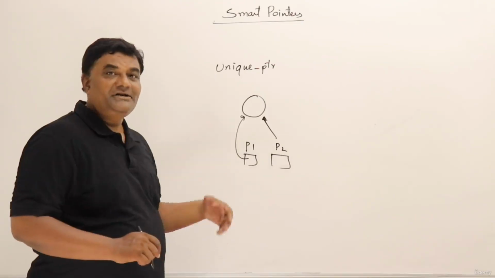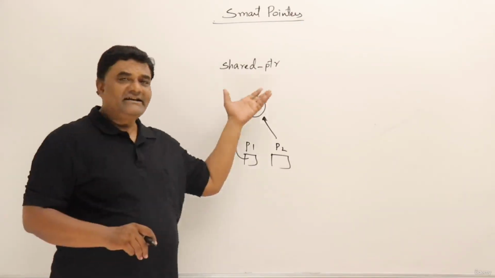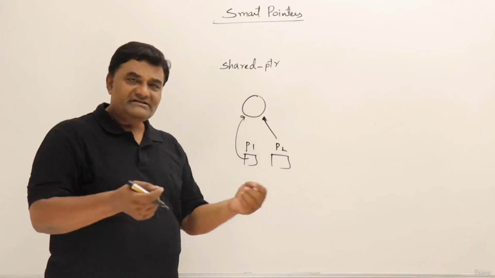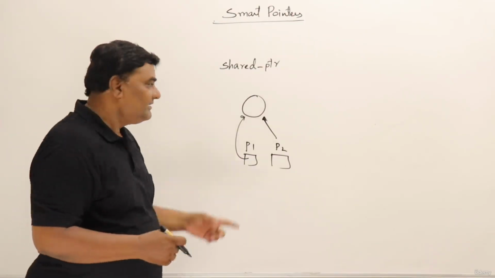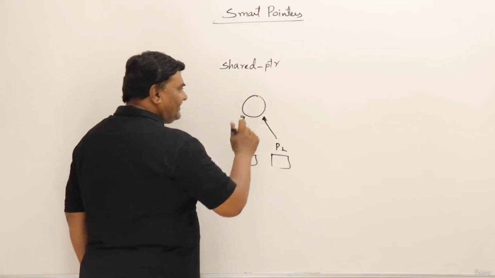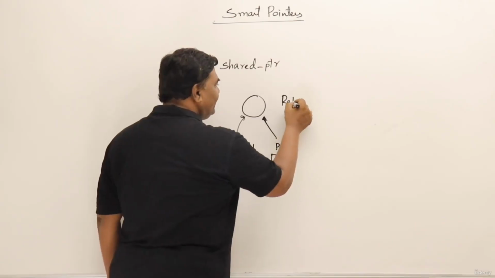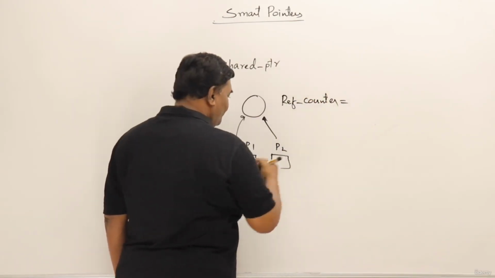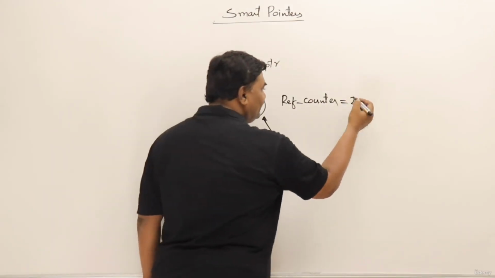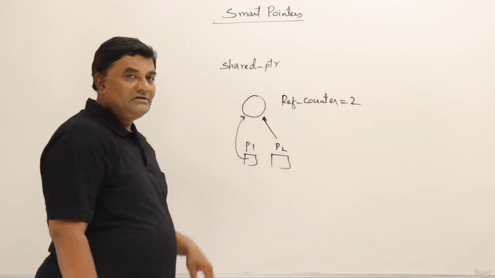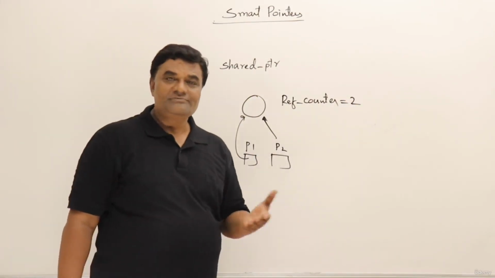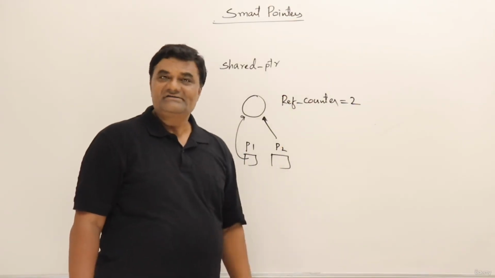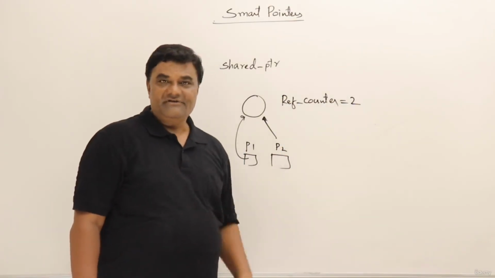Now let us see what it means by shared pointer. Just like how we have just now used unique pointer, in the same way we just change the name and call it shared pointer. Then more than one pointer can point to this one and it will maintain a reference counter. So right now 2 pointers are pointing to this one, so it will maintain a counter, so it will be 2. So shared means it can be used by more than one pointer. More than one pointer can point to the same object. It will maintain the reference counter.